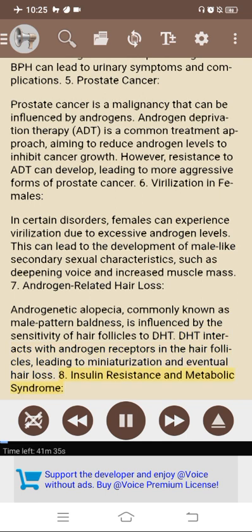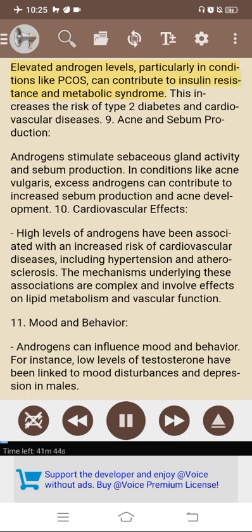8. Insulin resistance and metabolic syndrome. Elevated androgen levels, particularly in conditions like PCOS, can contribute to insulin resistance and metabolic syndrome. This increases the risk of type 2 diabetes and cardiovascular diseases.